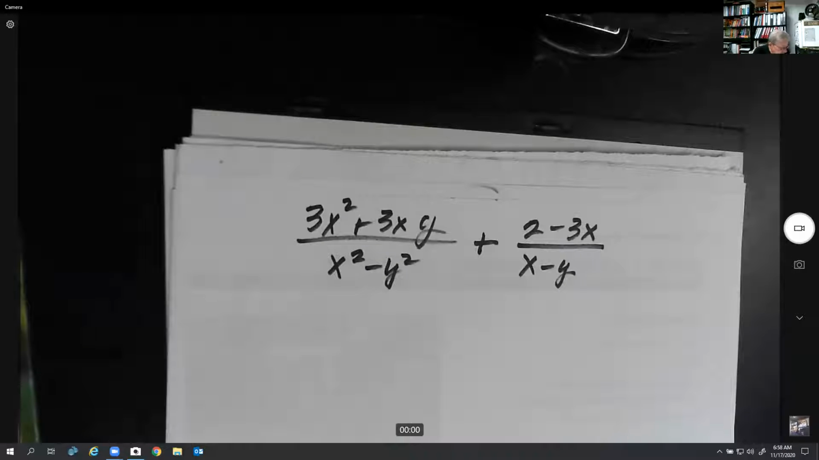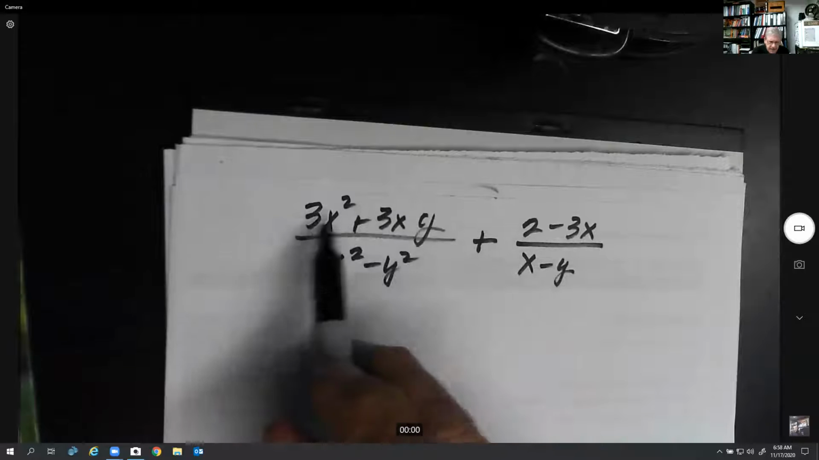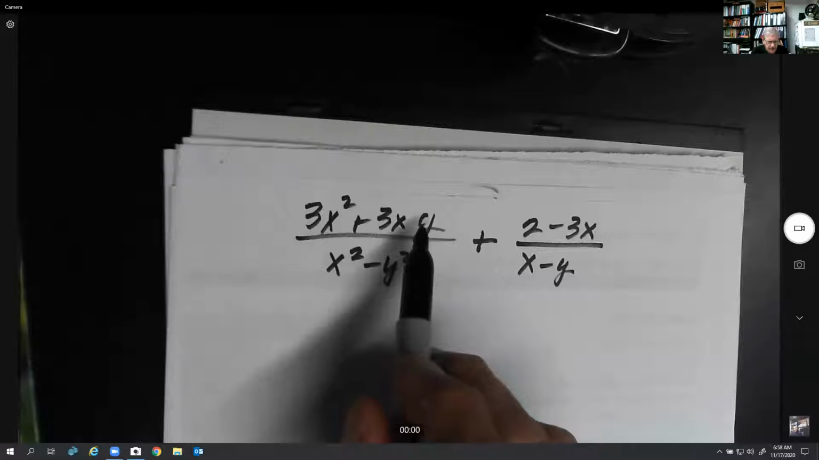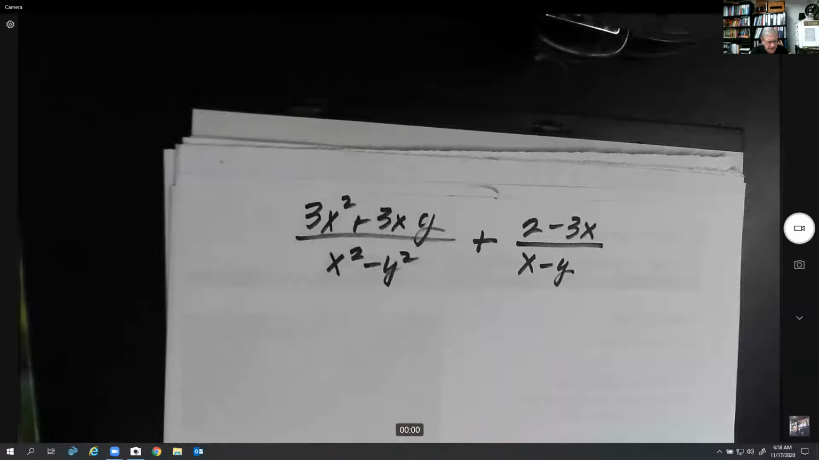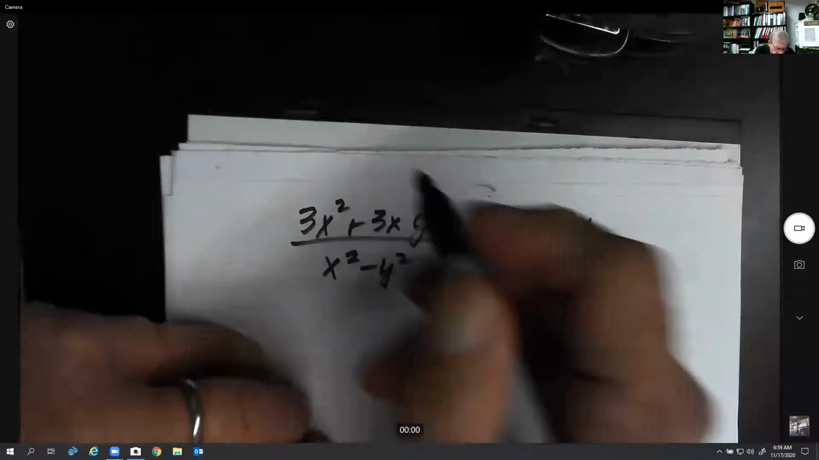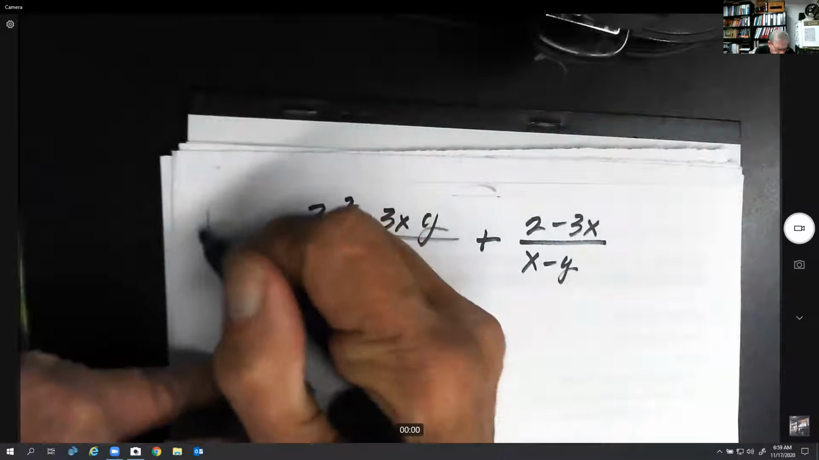Usually on these problems, we don't want to factor out the numerator because, even though it's factorable, we might want to wait and see what happens. So what I'm going to do is, first of all, just concentrate on the denominators. Work on your denominator first.